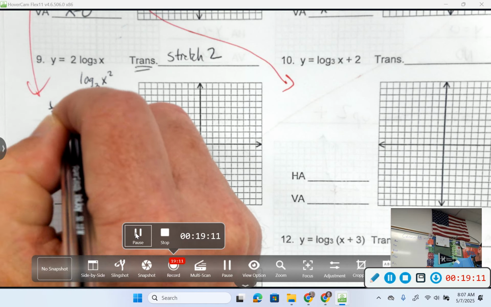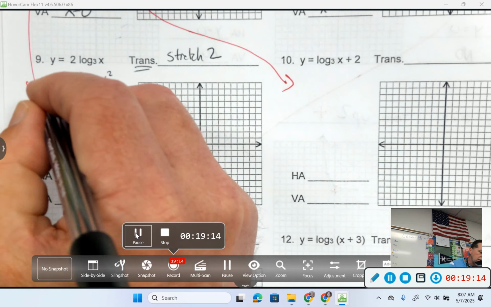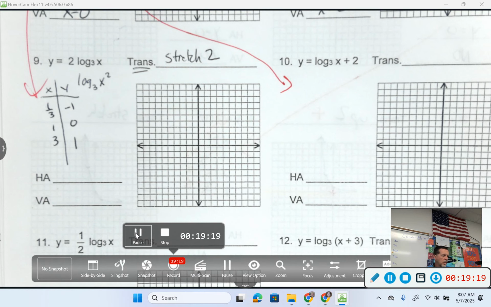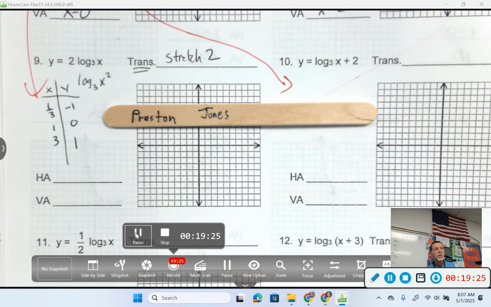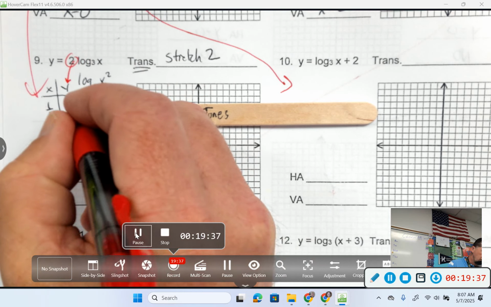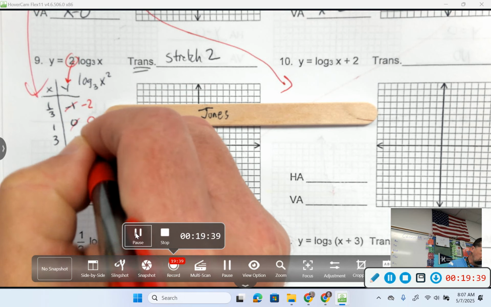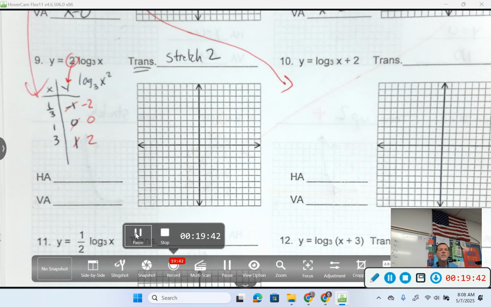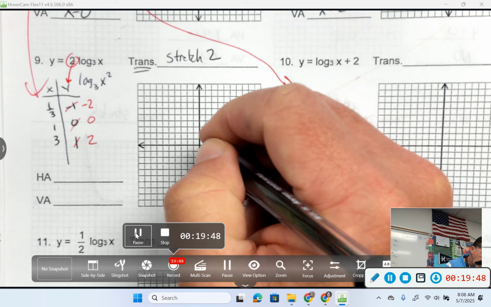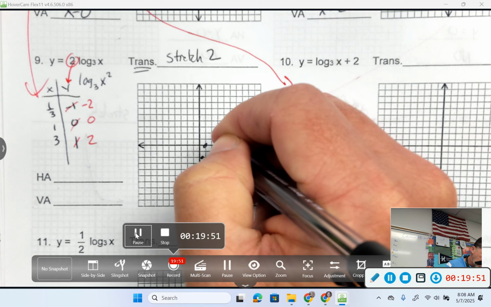And since we're stretching by 2, I'm going to go ahead and copy that table down. Preston, what do I do with the 2 in terms of my table to accomplish a stretch of 2? Multiply y by 2. Good. Multiply the y values by 2. So -2, 0, and 2. So 1/3 -2, 1 0, and 3 2.